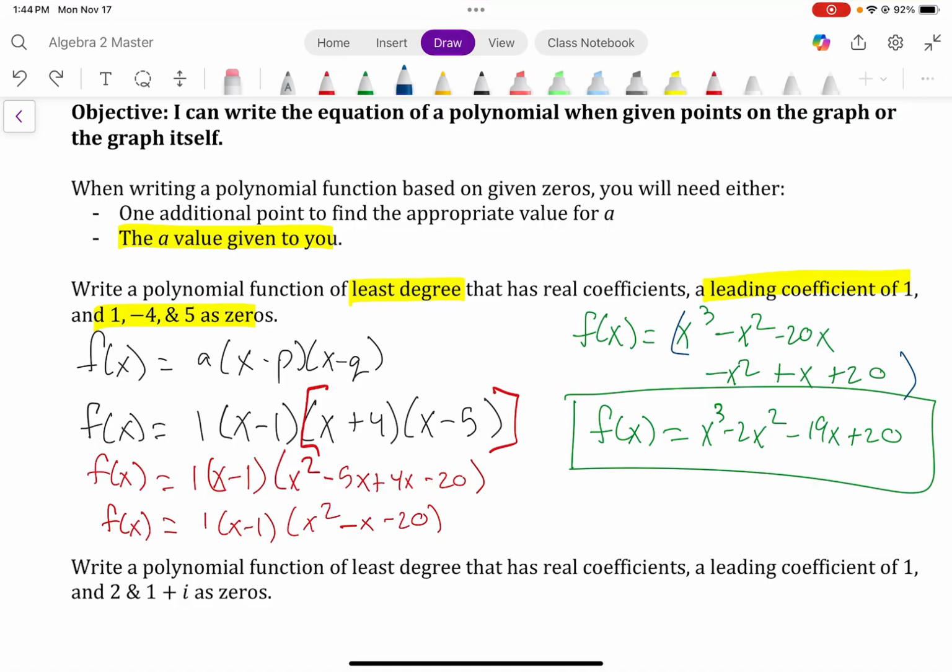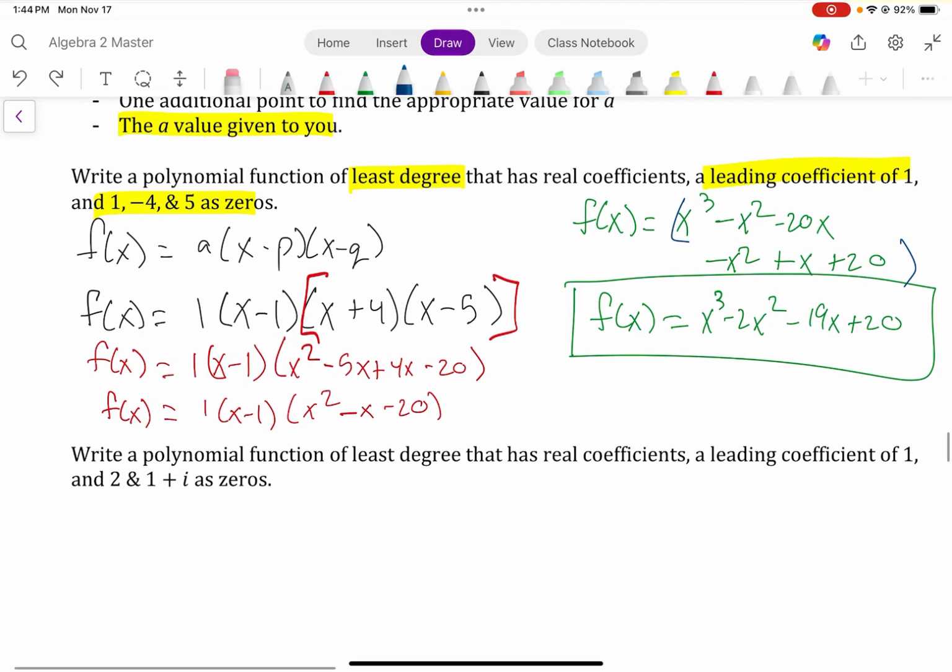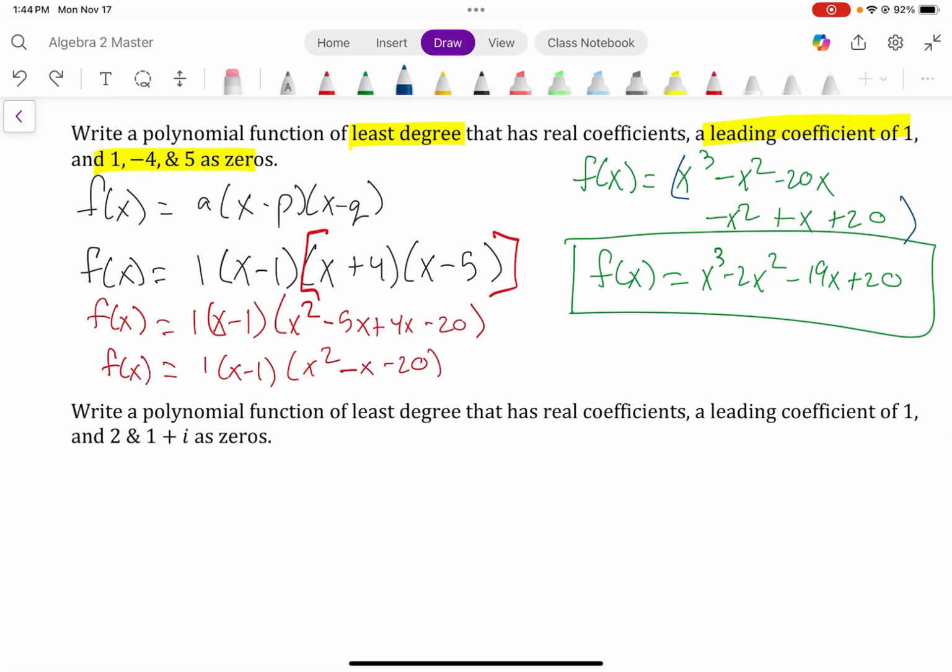Leading coefficient of 1. All real zeros. But now we have one where we're asking for least degree that's got real coefficients, leading coefficient of 1, so that's still nice. And then 2 and 1 plus i as zeros. And this is where the least degree is going to come in. It tells me I have 1 plus i as a zero, but imaginary numbers always come in a conjugate pair for solutions. So it means I also have 1 minus i.